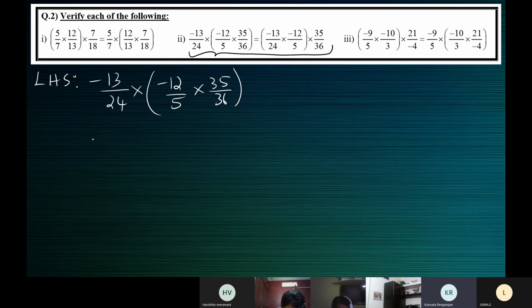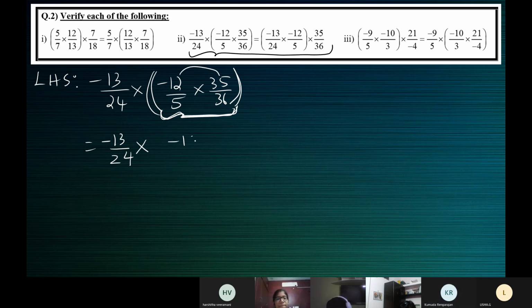Then after that, what do we do? You need to first simplify this bracket. Please listen to me. You might know it, children, but still listen to me. So write this minus 13 by 24 as it is. This multiplication sign as it is. Now this bracket has to be simplified. How? Multiply the numerators, multiply the denominators. Now you can simplify. 5 ones are 5, 5 sevens are 35, 12. Within this one, 12 ones are 12, 12 threes are 36, 7s are.